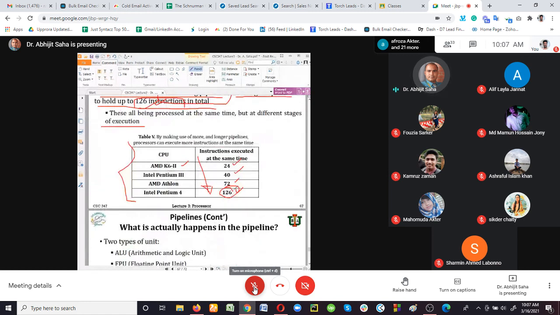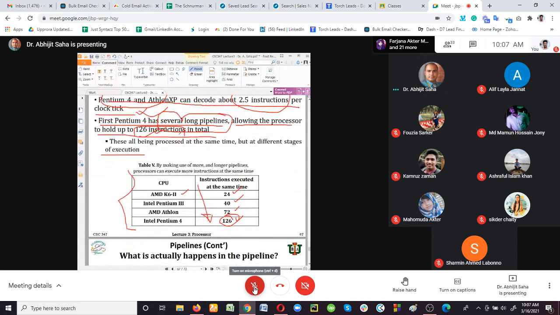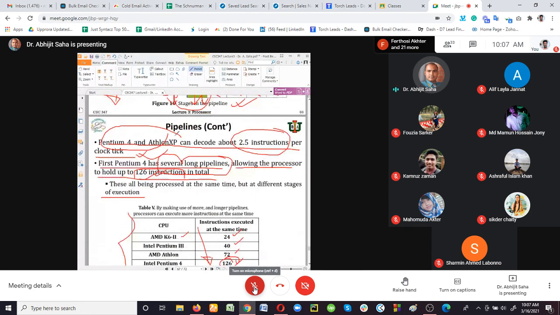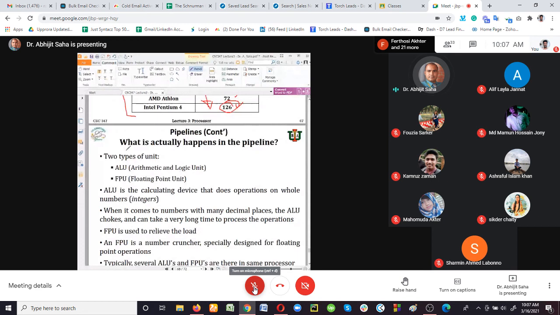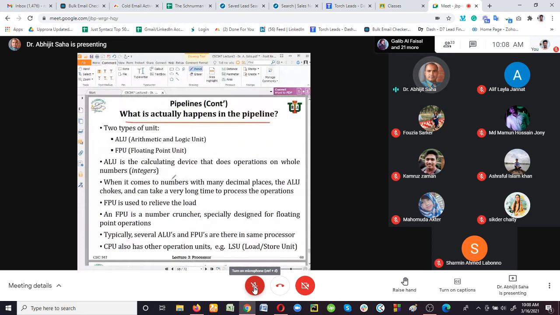We can simply find out how much faster the execution of the instructions is going to be if we have pipeline technology. So what actually happens in pipeline technology? There is a simple example brought with this question of what is actually happening in the pipeline. Here you have two types of unit. You already know about the arithmetic logic unit, but here we are talking about another unit.